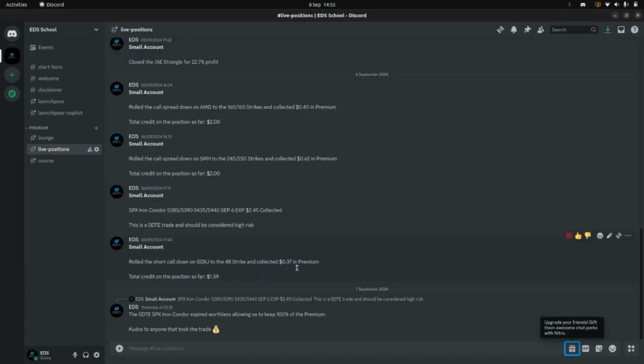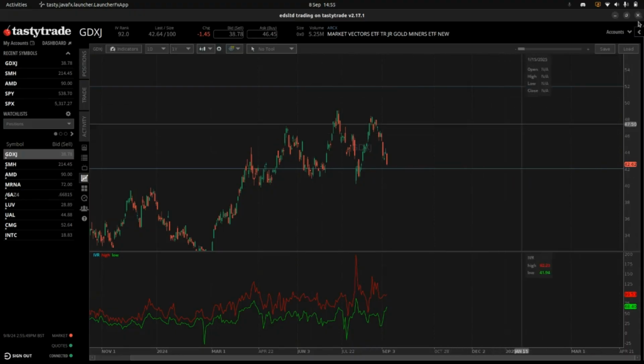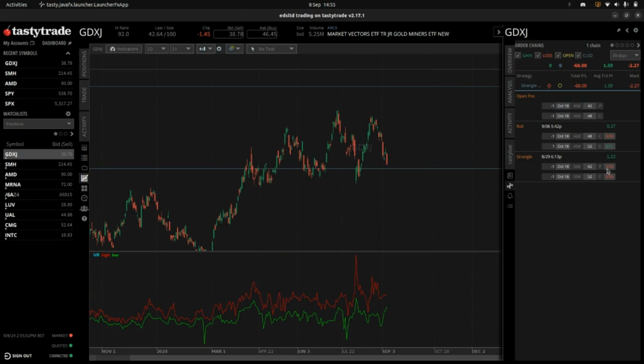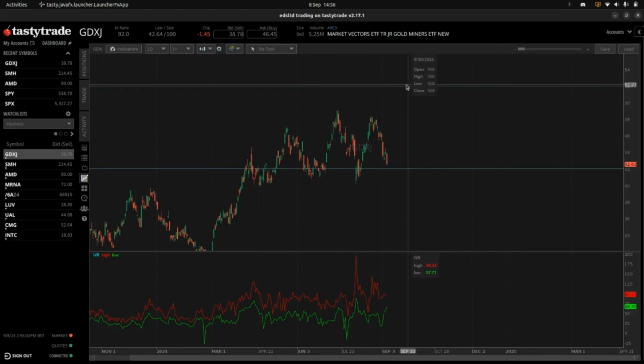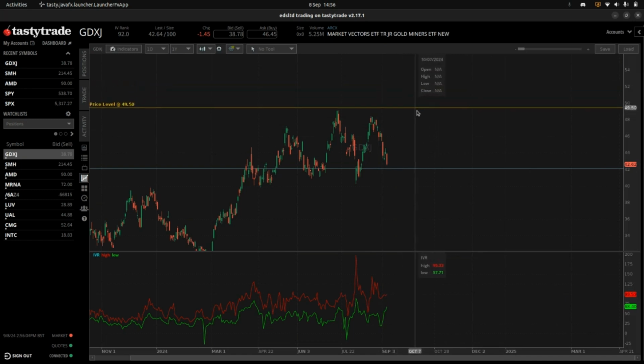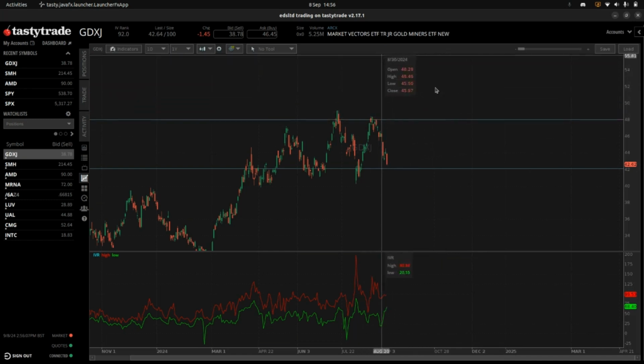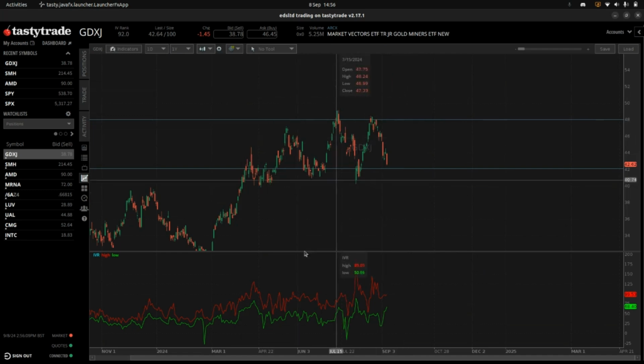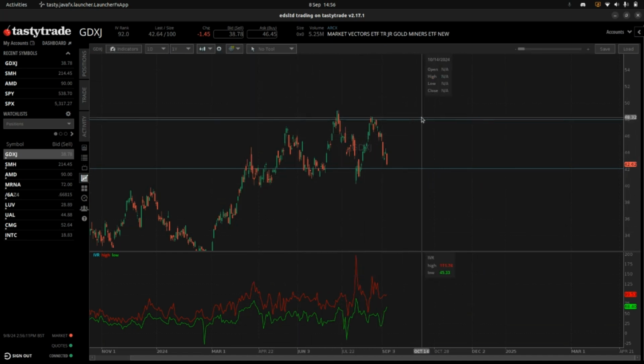So if we have a look at what's in the Discord, we rolled the short call down on GDXJ to the 48 strike and collected 37 cents in premium. Okay, so we originally collected $1.22 on the position, and then we bought the 52 call back, and then we sold the 48 call instead. So we've rolled this down from there to there. Again, if support resistance means anything to you, this would probably look very nice right now. And we made this roll prematurely because of how high IV rank was.